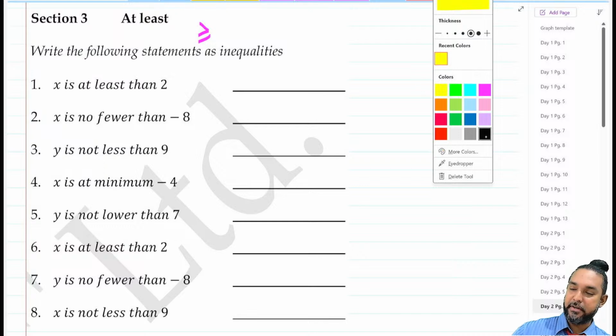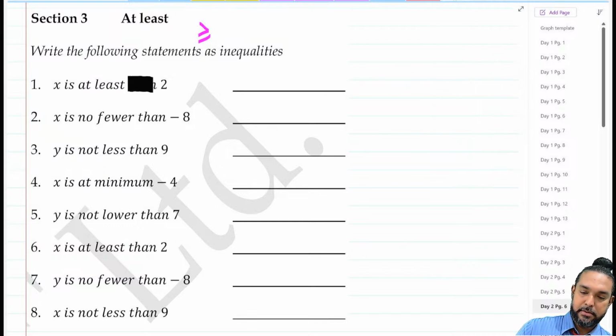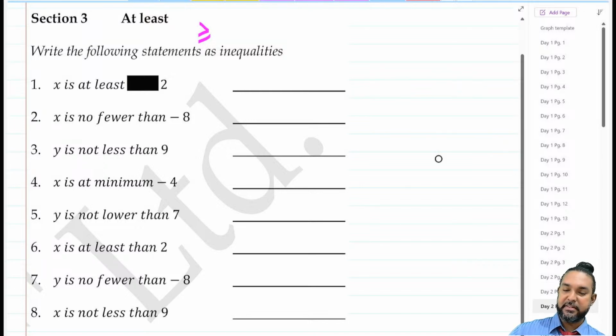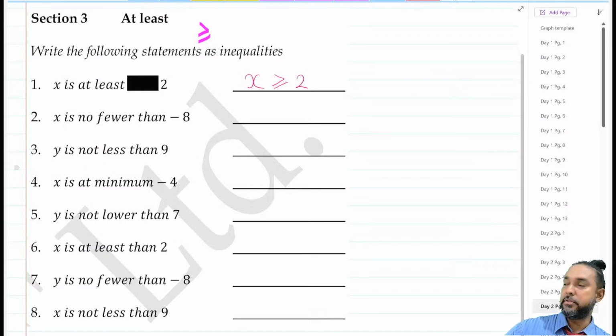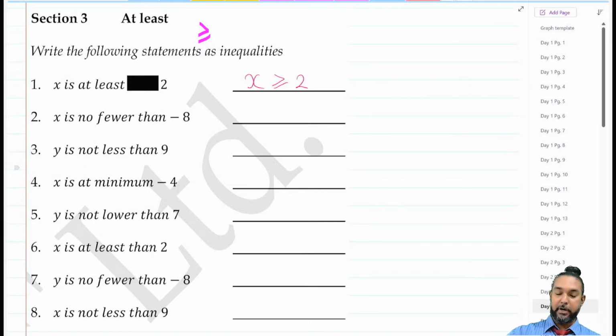Let me see if I could get rid of that. Right, so X is at least 2. I had to go and fix that, sorry. If X is at least 2, it means X is greater than or equal to 2. All right, please finish this section here, and then we shall continue.